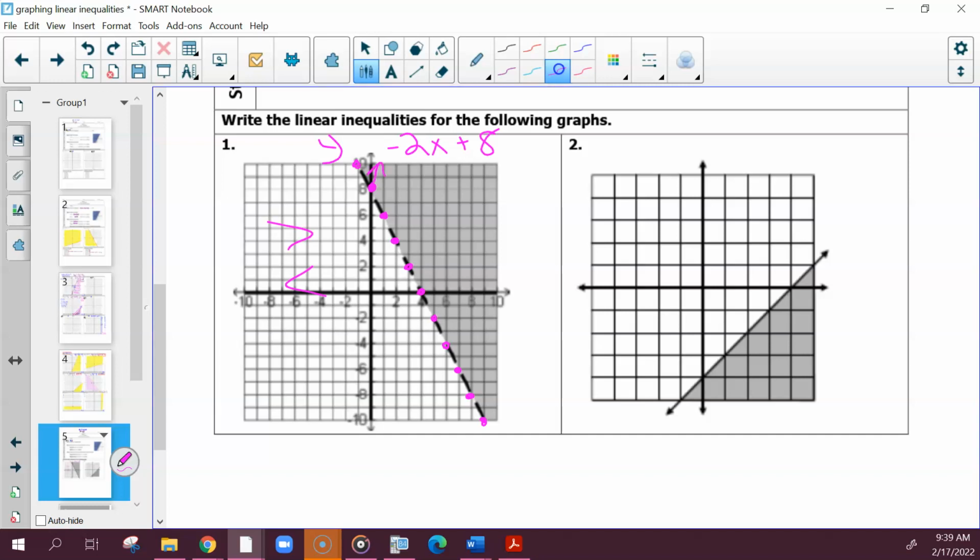From the y-intercept, is it shaded above or below it? Above, so this would be greater than. So y is greater than negative 2x plus 8 would be our answer.